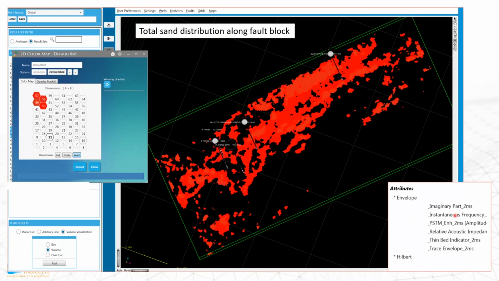And this is my recipe again. Imaginary part, instantaneous frequency, use the amplitude volume, relative acoustic impedance, thin beta indicator, and trace envelope. Now these attributes were done before we started getting the ASPE attributes in Paradise. So this was done using rock solid right here.